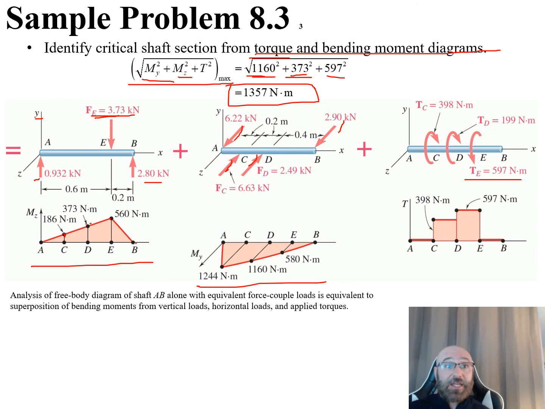And this, again, is the analysis of the free body diagram for the shaft AB alone with equivalent force couple loads. And this is equivalent to the superposition of the bending moments from our vertical loads, horizontal loads, and our applied torque. So there's our vertical loads, horizontal loads, and our applied torques.